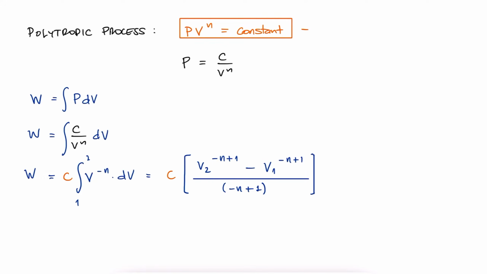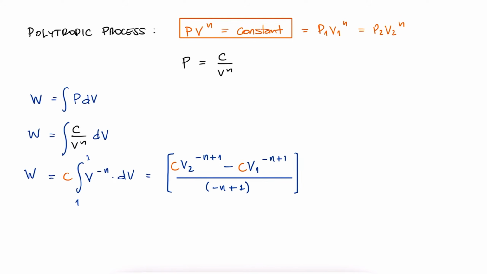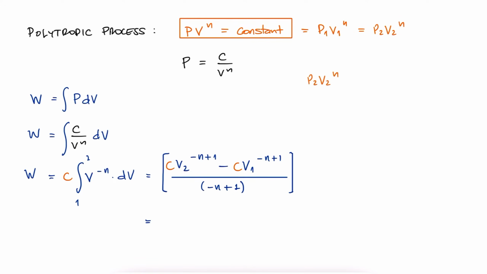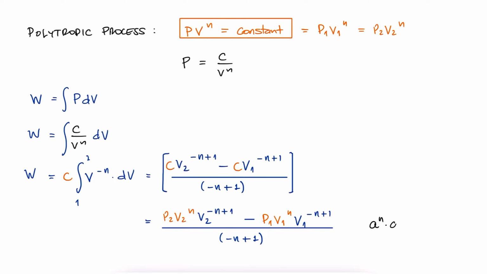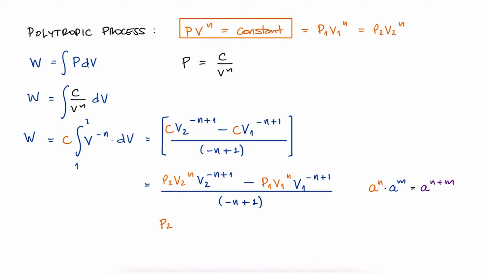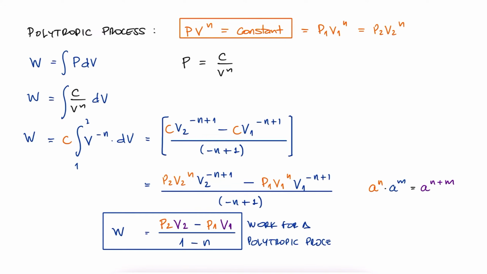And since the constant is P1V1 to the n or P2V2 to the n, we can distribute it in our expression and substitute it for P2V2 to the n in the first term and P1V1 to the n in the second term, and use the product exponentiation rule to find the expression for work of a polytropic process in terms of P and V only.